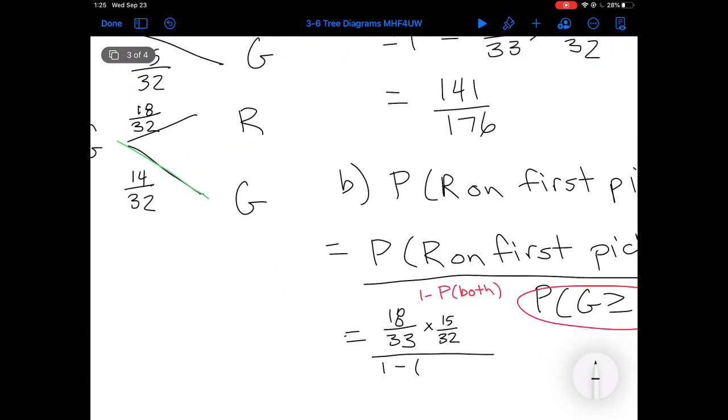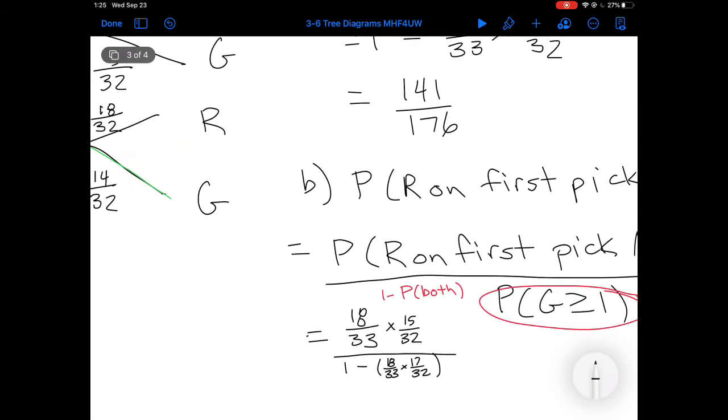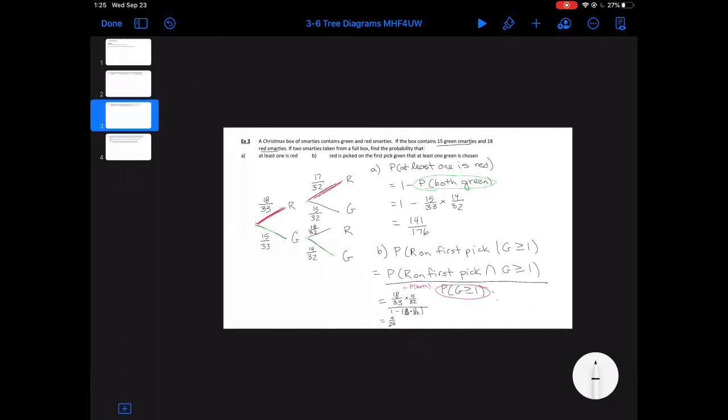So what did I say? I would have 18 over 33 times 17 over 32. Going through all of that algebra actually simplifies quite nicely, and you should get a final answer of 9 out of 25, okay? Which you can convert into a decimal if you want to.